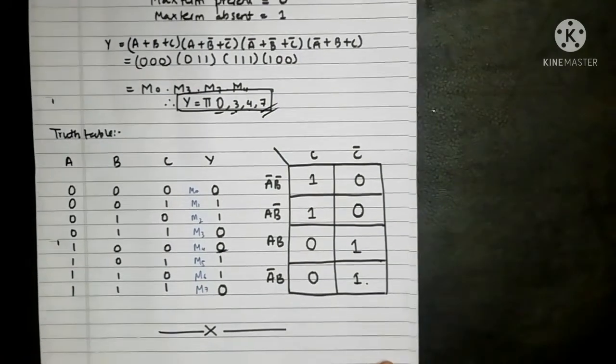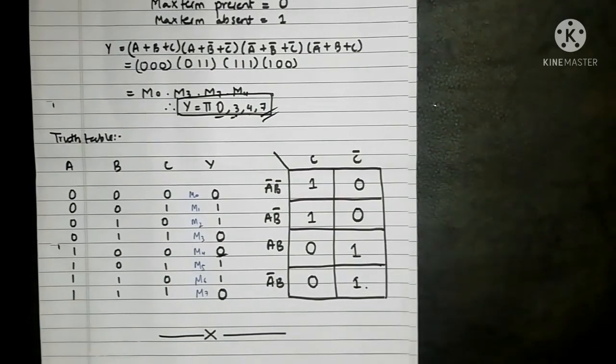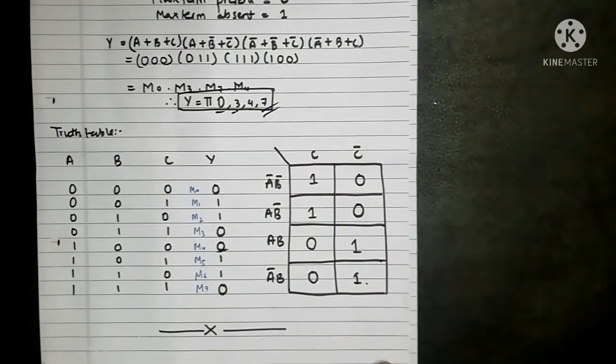So in this way you can represent SPOS form on K-map. I hope you understood the concept, and thank you so much for watching till the end.